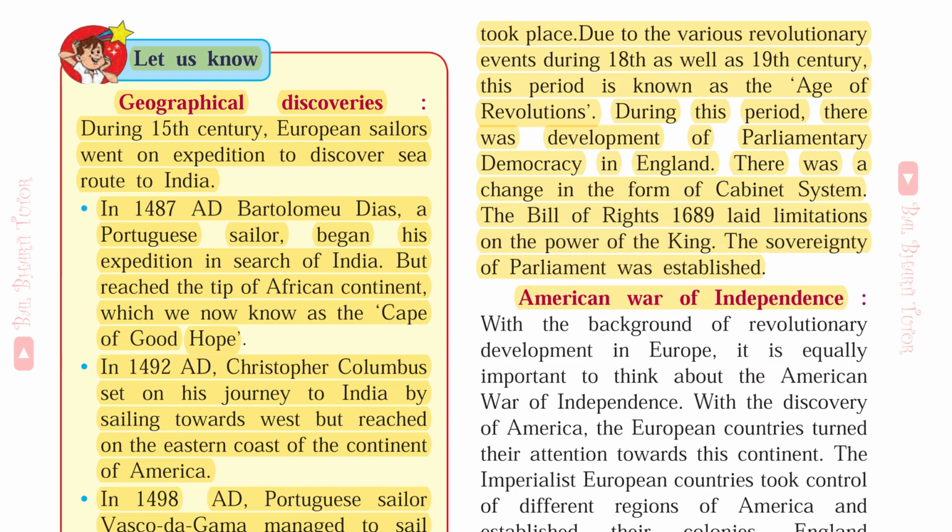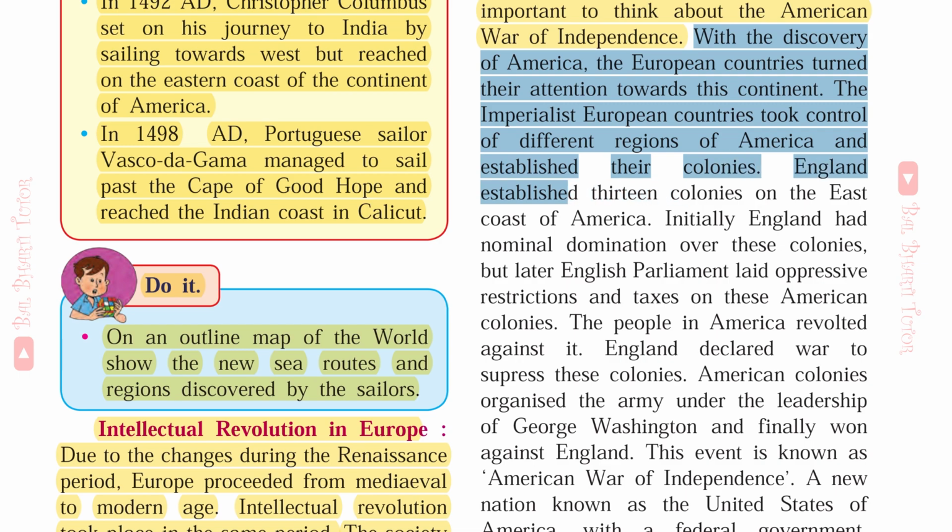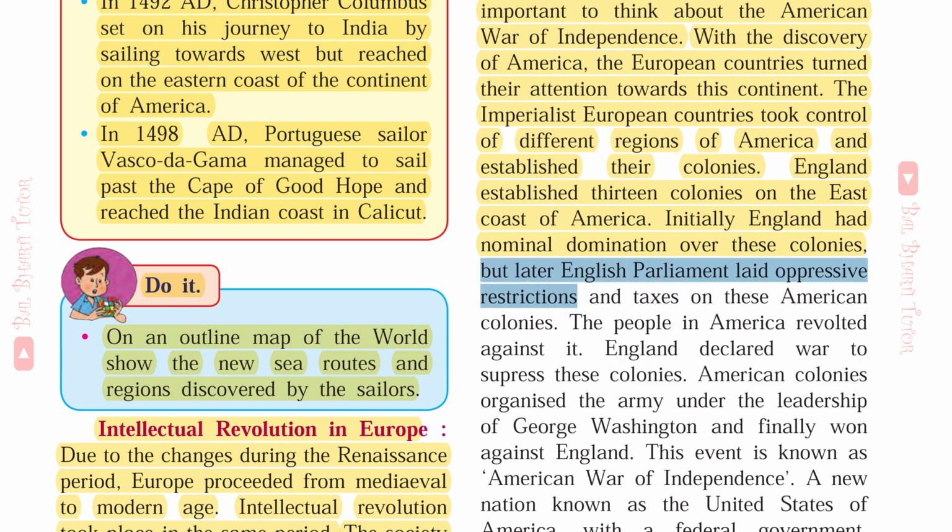American War of Independence. With the background of revolutionary development in Europe, it is equally important to think about the American War of Independence. With the discovery of America, the European countries turned their attention towards this continent. The imperialist European countries took control of different regions of America and established their colonies. England established 13 colonies on the east coast of America. Initially, England had nominal domination over these colonies, but later English Parliament laid oppressive restrictions and taxes on these American colonies. The people in America revolted against it.